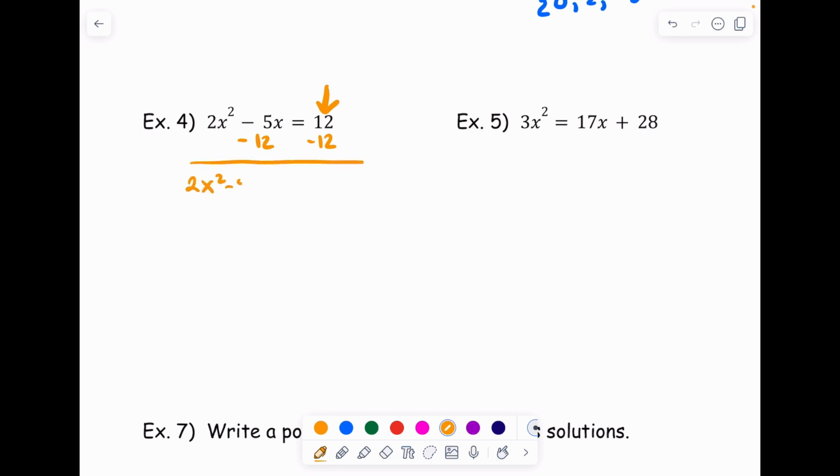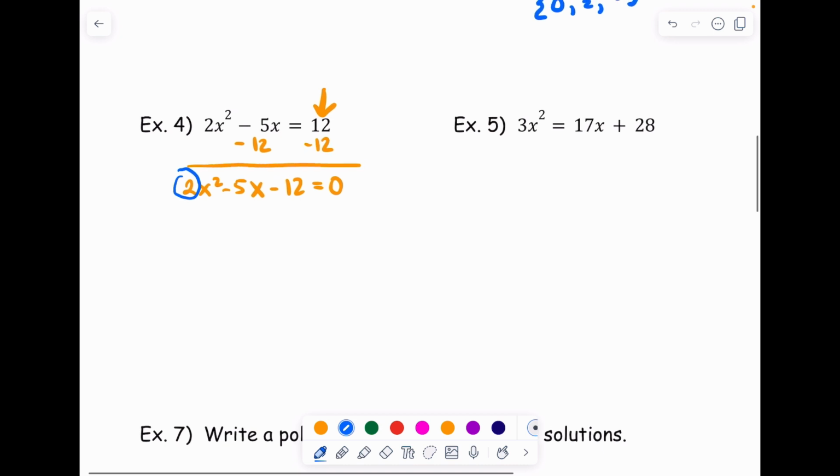2x squared minus 5x minus 12 equals 0. Notice that this has the highest exponent of 2, so it is a quadratic, so we should have up to 2 solutions. When we factor this, also notice that this 2 tells me that it is not a simple polynomial, so we are probably going to either use the box or expand the third term to make 4 terms to factor by grouping. I'm going to go ahead and expand that term.